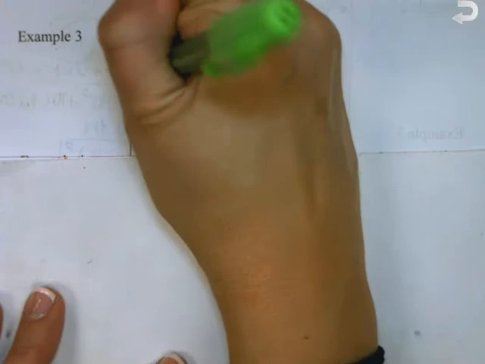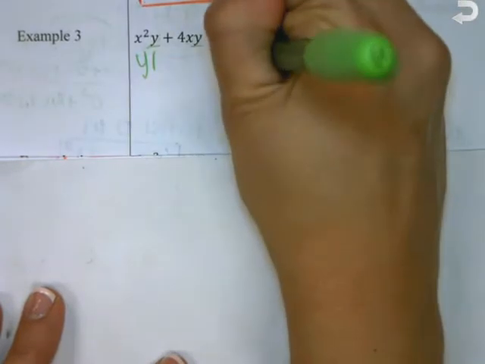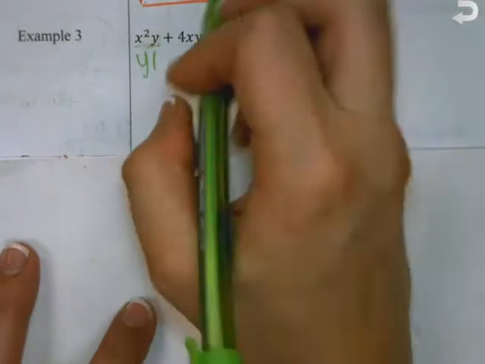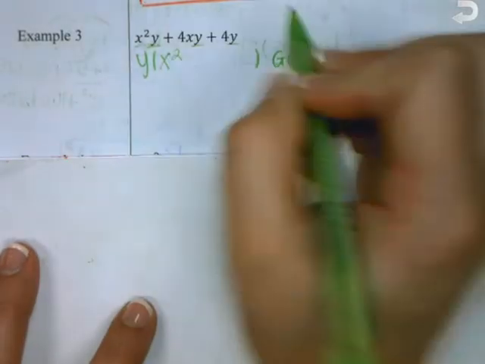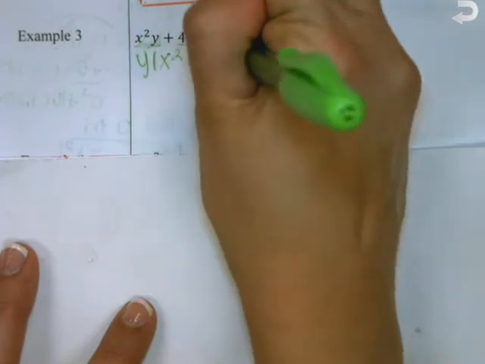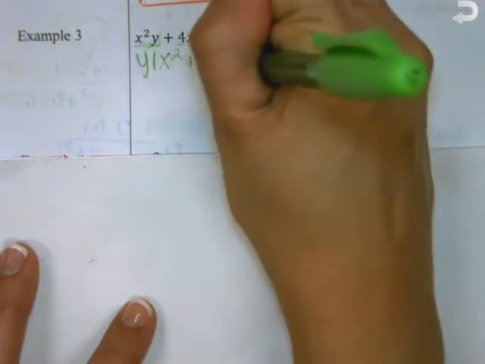If I pulled out a Y, what's left over of this guy? X squared. What's left over of that guy? 4x. And what's left over of that guy? 4. Everyone got to this point, yes? Yes.